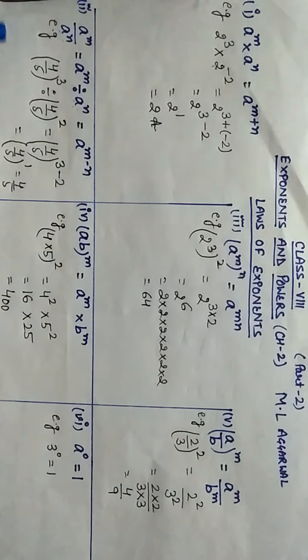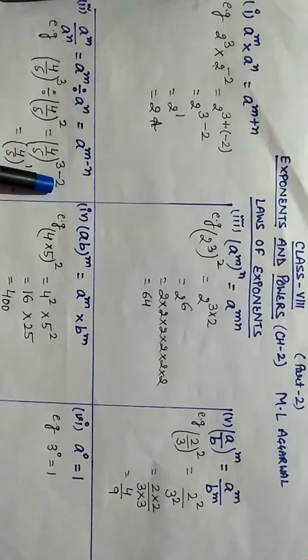Okay, we understand by the example, 4 by 5 raised to power 3 divided by 4 by 5 raised to power 2. Here you can see these have the same base and you are going to divide, then the power will be subtracted, meaning 3 minus 2, it will be 1. 4 by 5 raised to power 1 means 4 by 5.